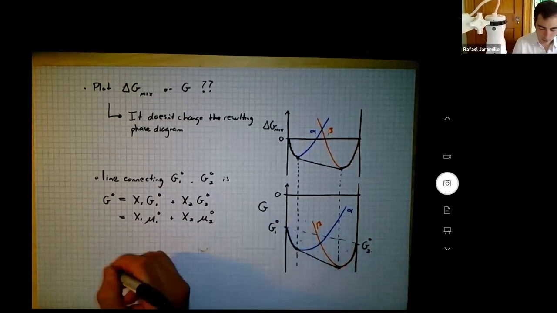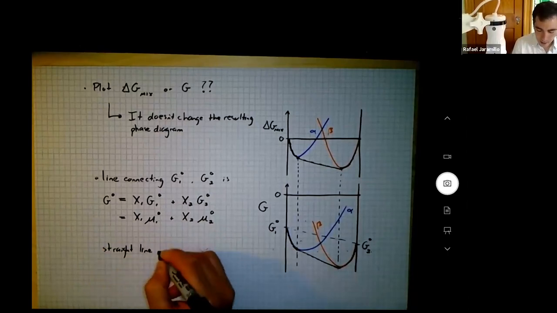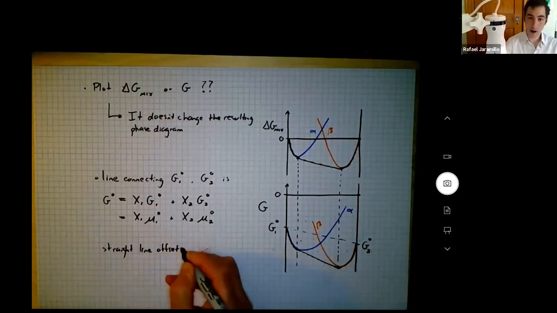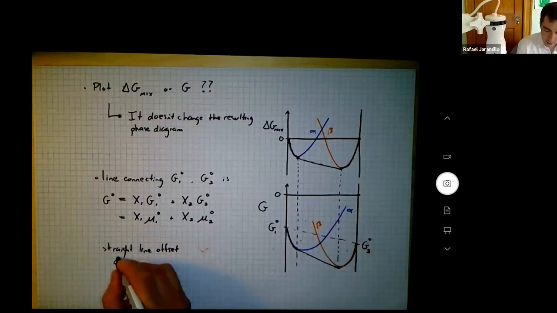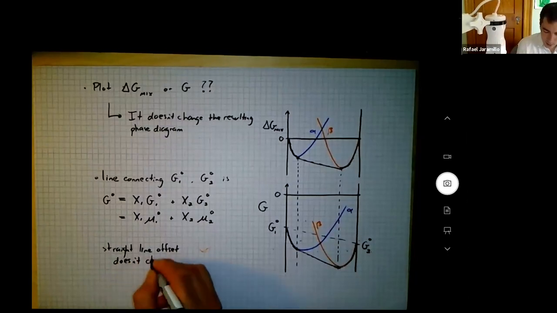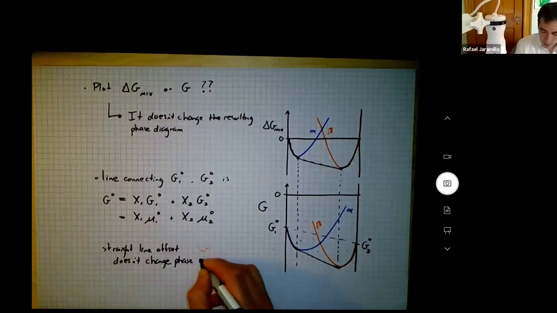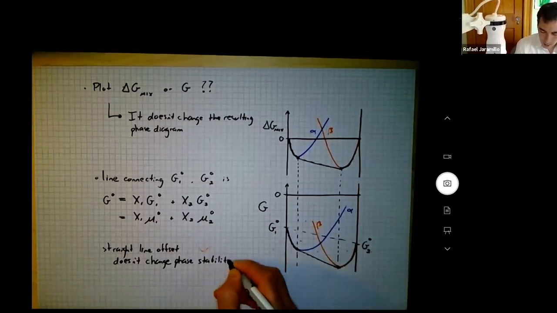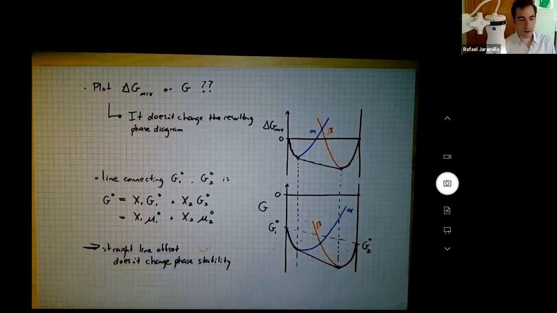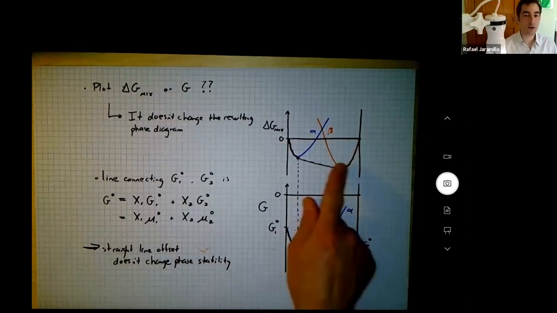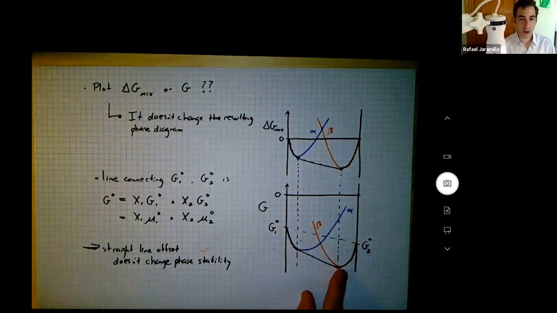This straight line offset, because you offset here by the straight line, doesn't change the phase stability. And you can work this out for yourself. You could prove to yourself that if these two points satisfy the common tangent condition, then these two points do as well. Or you could just believe me.